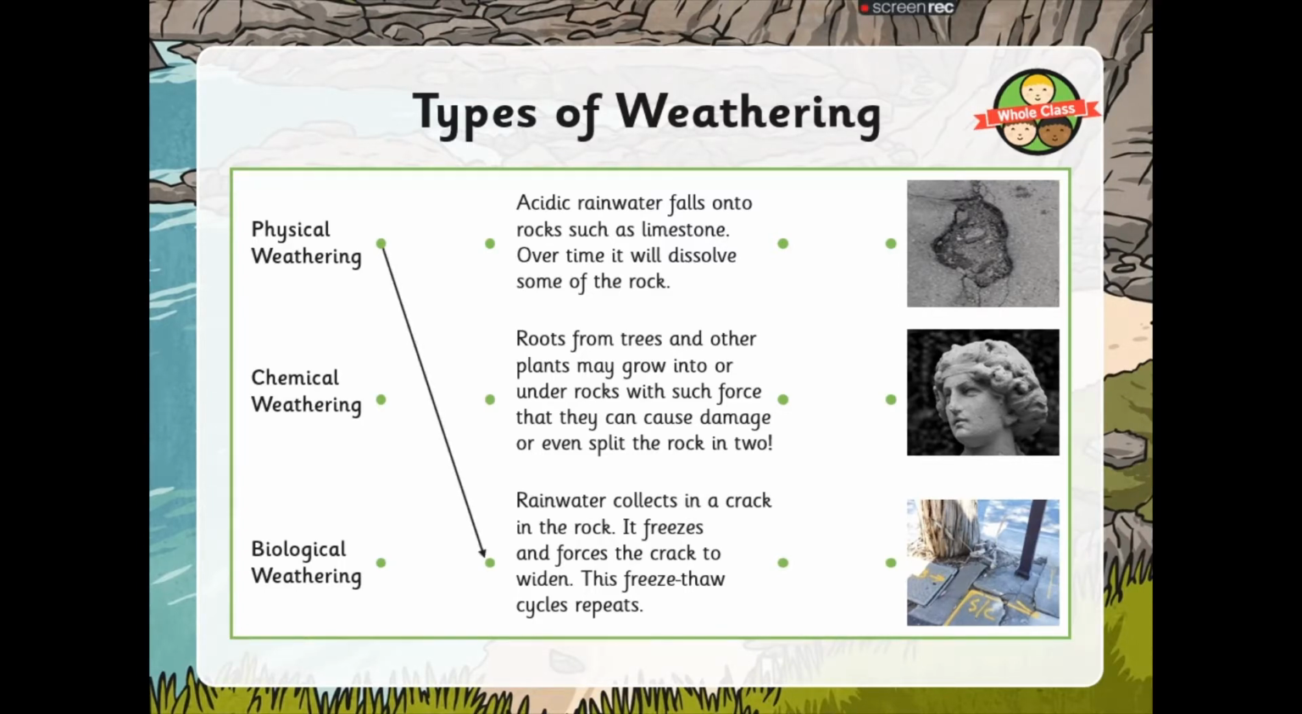Physical weathering is the bottom one, which is rainwater collects in a crack in the rock, it freezes and forces the crack to widen, and then that freeze-thaw cycle repeats and repeats and repeats. And the example of that one there in the pictures is, of course, the top one.